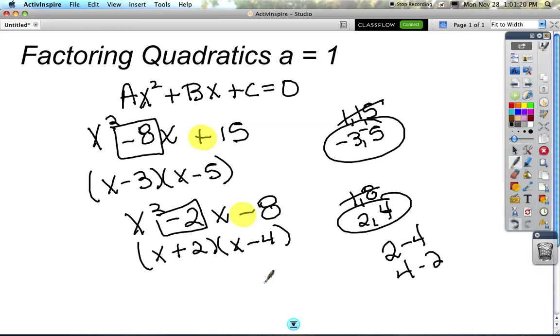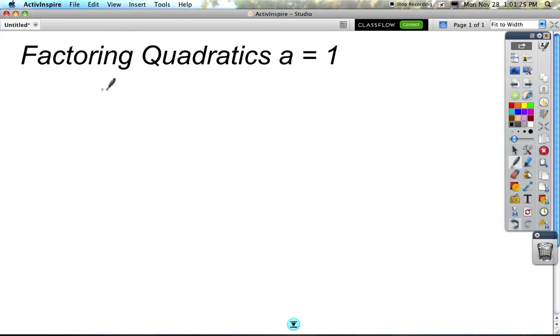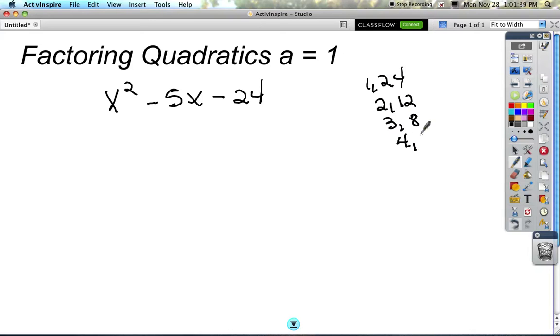All right, there's one last one. Okay, we're going to list our pairs of 24. 1 and 24, 2 and 12, 3 and 8, 4 and 6. That's all. What have I got to do to those pairs? You have got to subtract. Subtract them to get what? Negative 5. Well, that would give me a 23.